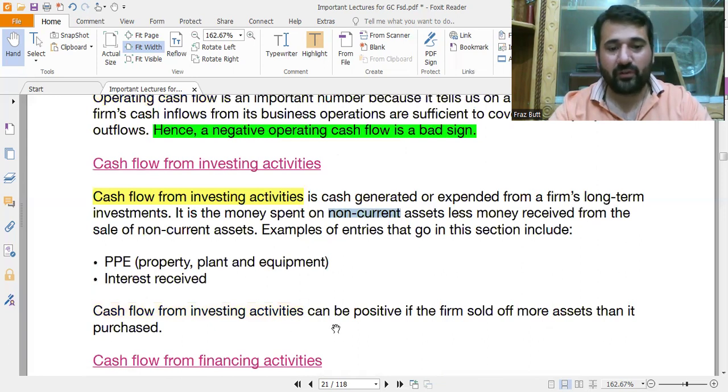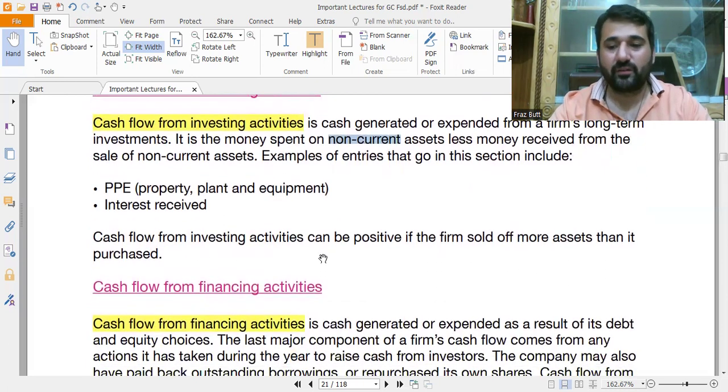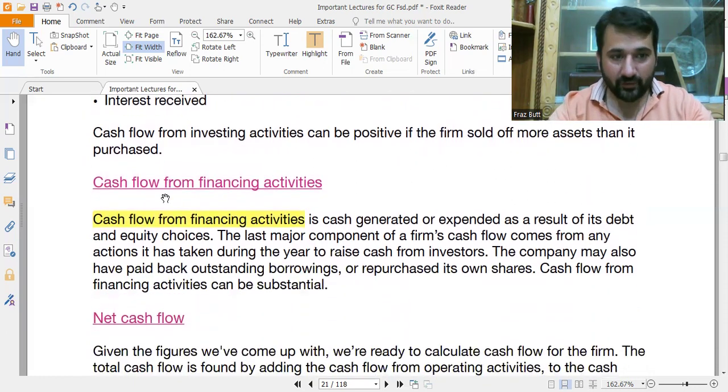Cash flow from investing activities can be positive if the firm sold off more assets than it purchased. This is a simple rule. If a firm has sold more assets, the sale is higher than the purchasing, then cash flow will be positive, and it will be an inflow of cash. And if the firm is purchasing more assets, then it will be an outflow of cash, and it may be negative.